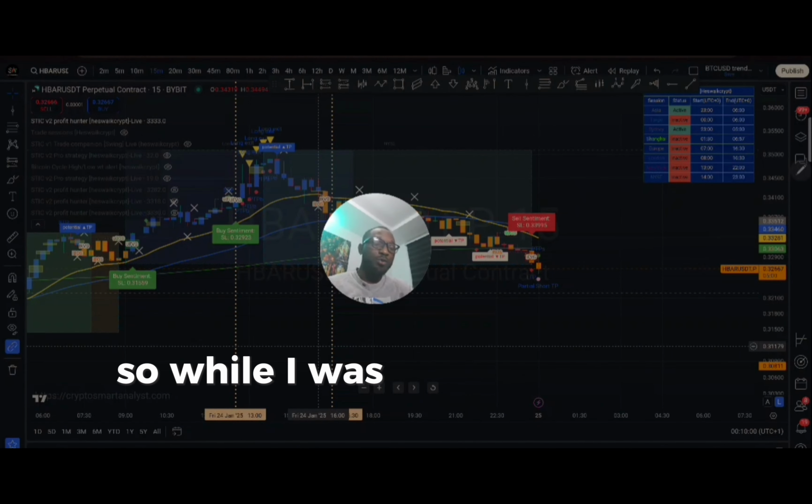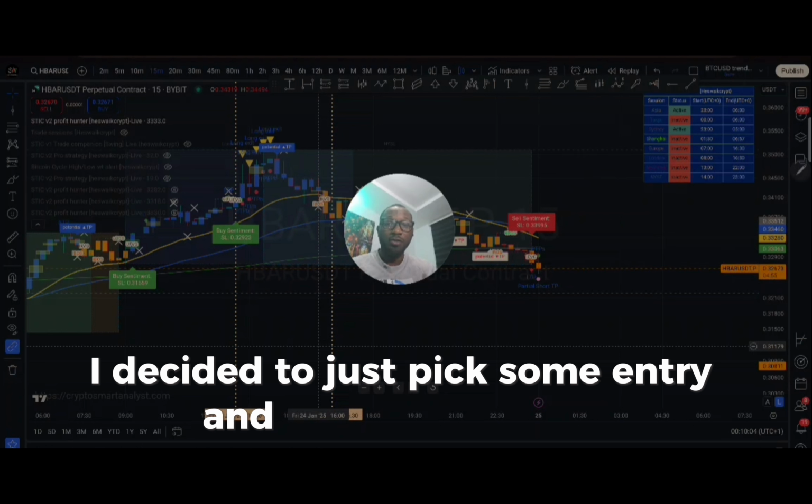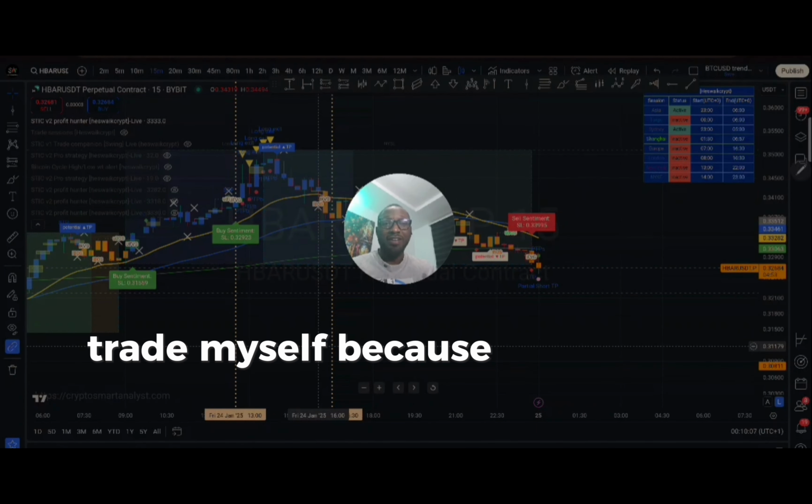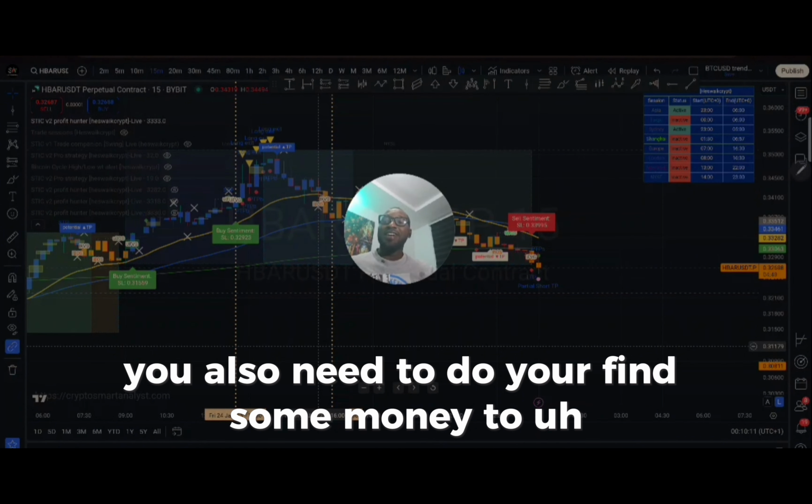So while I was writing code to push the next update, I decided to just pick some entry and trade on my own. I mean, trade myself, because as much as you are trying to help the community, you also need to find some money to keep yourself fit, right?